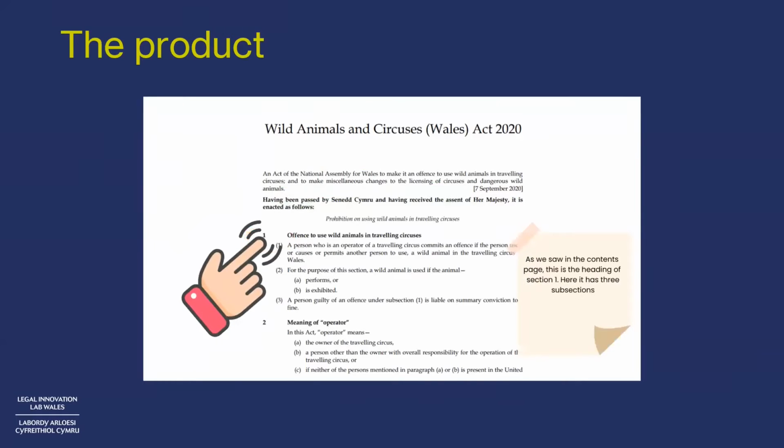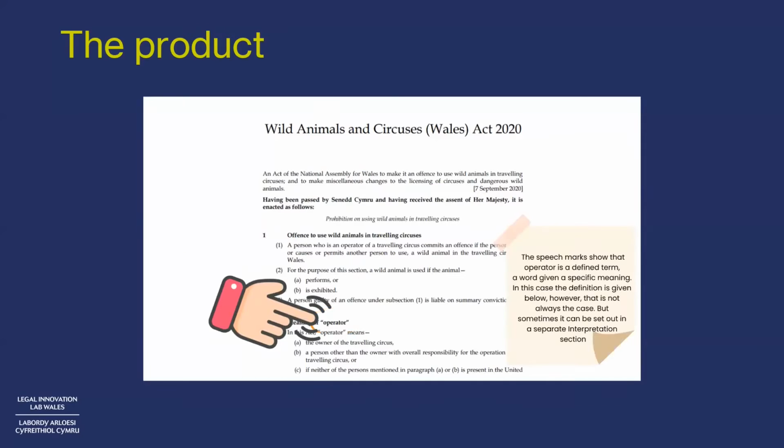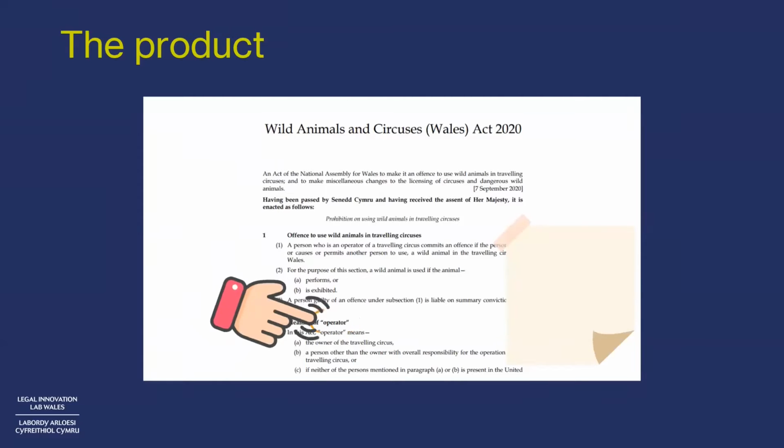As we saw in the Contents page, this is the heading of Section 1. Here it has 3 subsections. The speech marks show that the operator is a defined term, a word given a specific meaning. In this case, the definition is given below. However, that is not always the case, but sometimes it can be set out in a separate interpretation section.